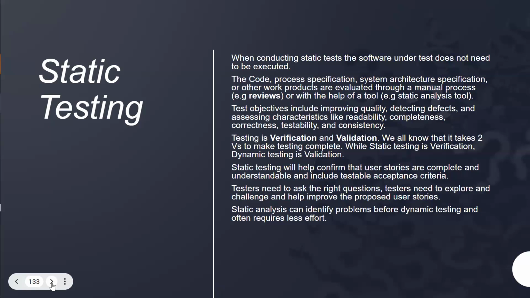So we've all confirmed that when conducting static tests, the software under test does not need to be executed. For your project documentation, it doesn't need to be executed, right? So in your documentation review, you're just reviewing, making sure that it's understandable. You understand the requirements, specification documentation, you understand the test plan, the test cases. So basically no execution is actually done there, right? The test objectives include improving quality, detecting defects, and also assessing characteristics like readability, completeness, correctness, testability, and also consistency, right? So testing is basically about verification and validation.